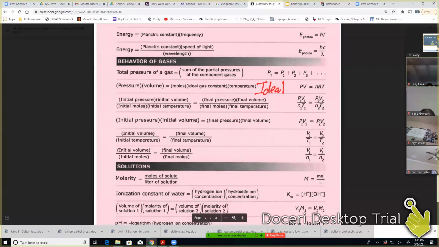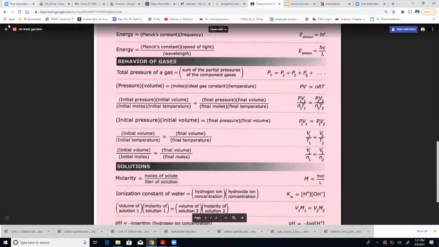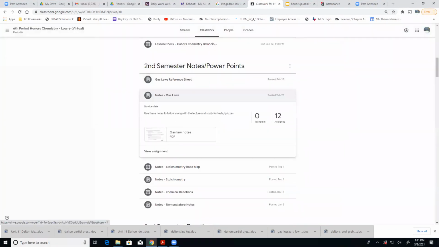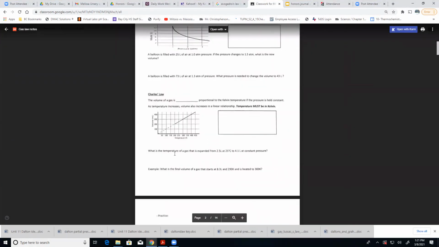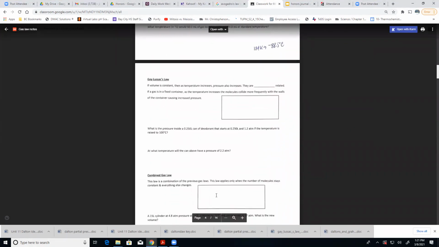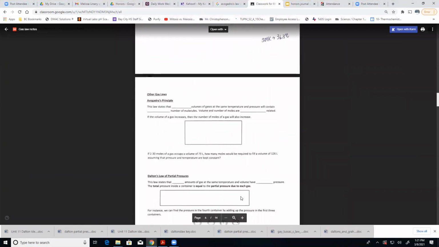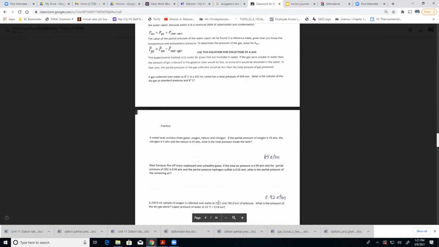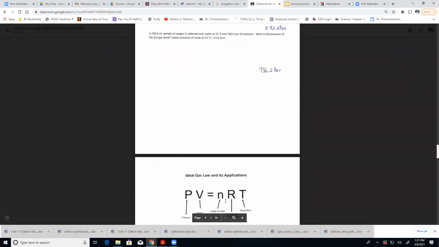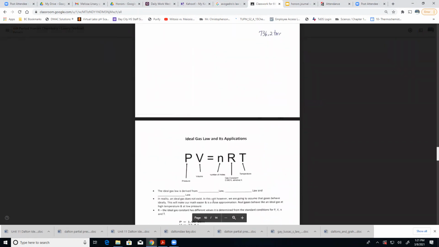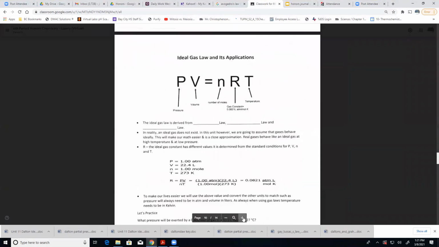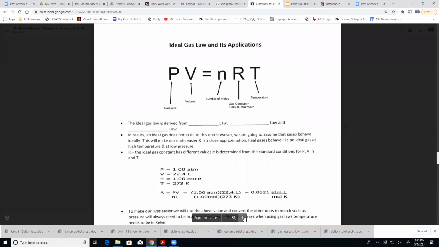All right, let's go back to our notes. We really don't do any labs during the gas laws because they're kind of hard to do in our lab setting. So it'll probably be when we get to our next unit, which is solutions. We have several labs that we do.